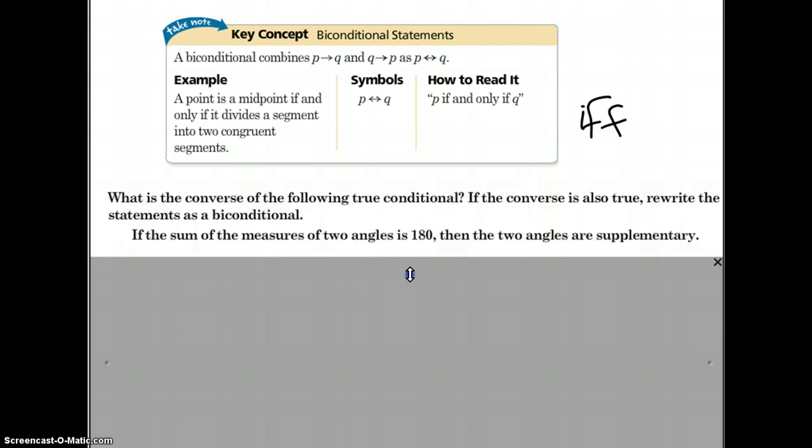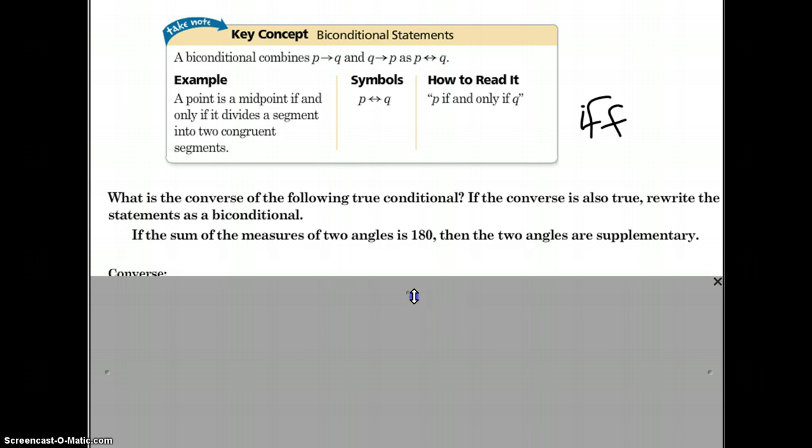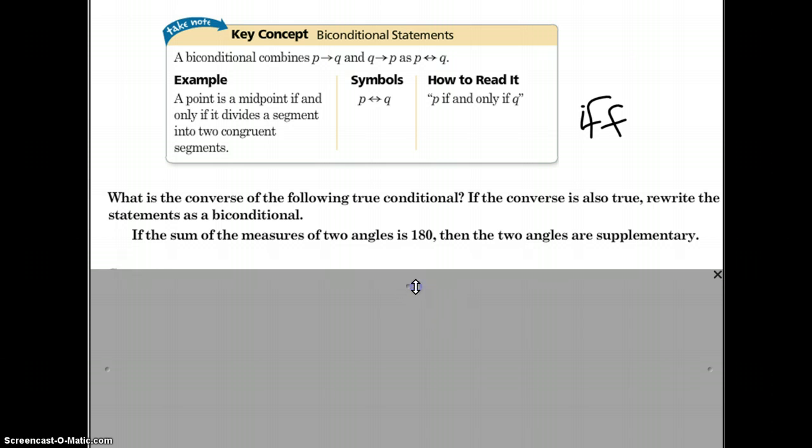So let's figure out what is the converse of the following true conditional statement. If the converse is also true, rewrite the statement as a biconditional. Here's our statement: if the sum of the measures of two angles is 180 degrees, then the two angles are supplementary. Let's identify our P and our Q. Our P is the sum of the measures of two angles is 180. Our Q is the two angles are supplementary.